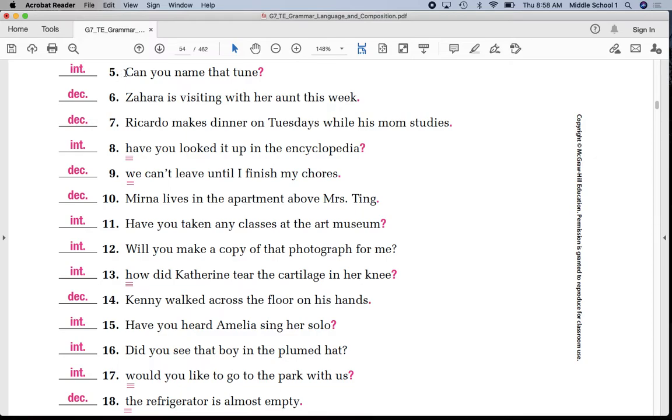Class, as you're completing these down through number 18, we're remembering what we spoke of earlier, that if it's an interrogative sentence, there's a pretty good chance that this sentence is going to begin with a helping verb. And we notice as we go down, I'm highlighting all those words. That is an indicator that it's going to be an interrogative sentence.